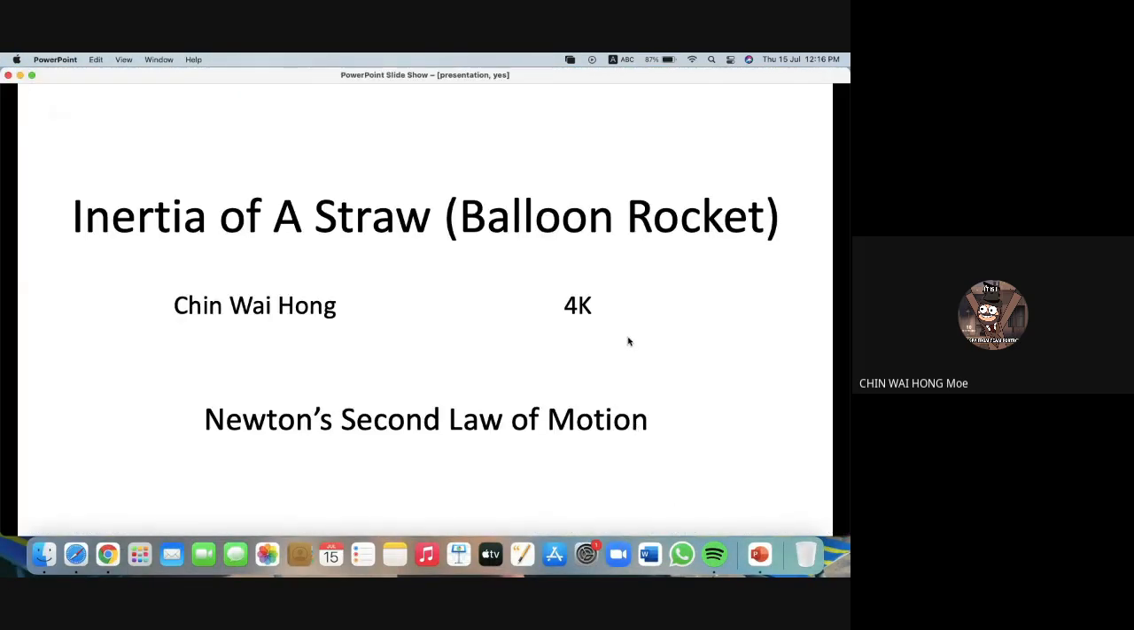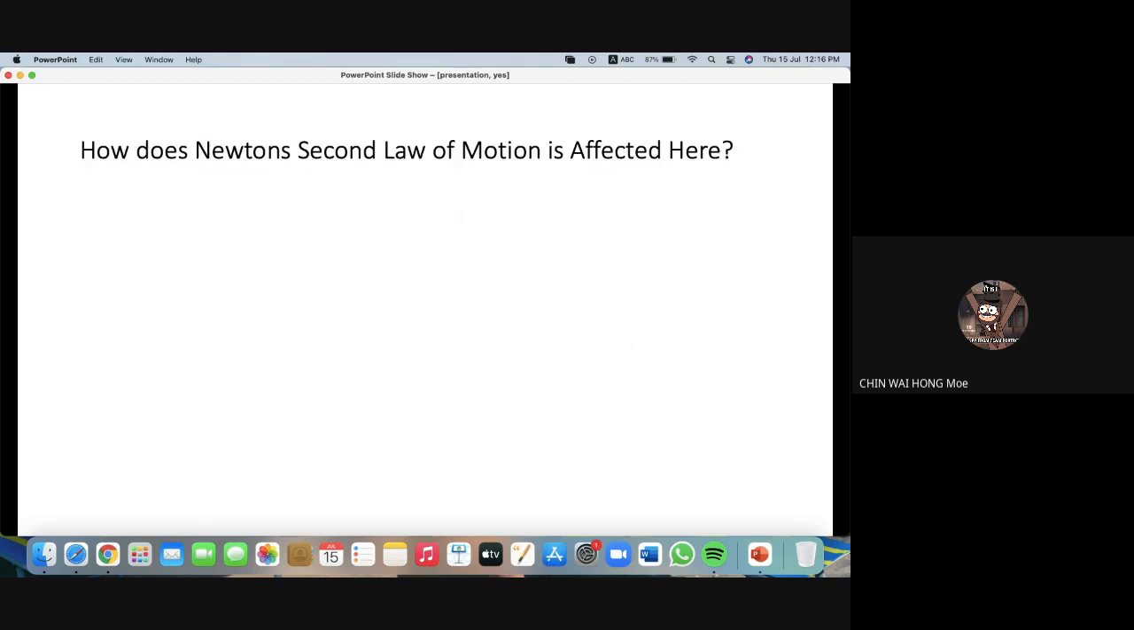Hello. Welcome to my physics presentation. The topic of my project is called a balloon rocket, or in other words, we're using Newton's second law of motion. So how does Newton's second law of motion affect this balloon rocket experiment that I'm doing? Newton's second law of motion involves acceleration.